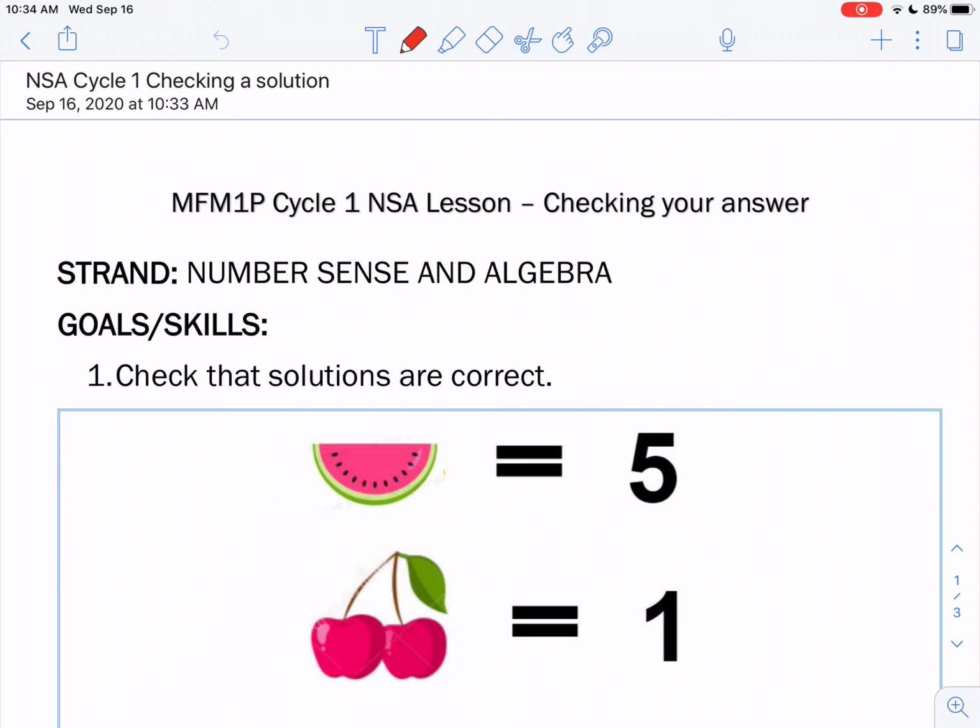Remember, solving an equation is asking us to find the value of an unknown quantity. What happens when we get our answers? How can we check that our answers are correct? Well, that's what this video is looking at. So let's start with a picture.